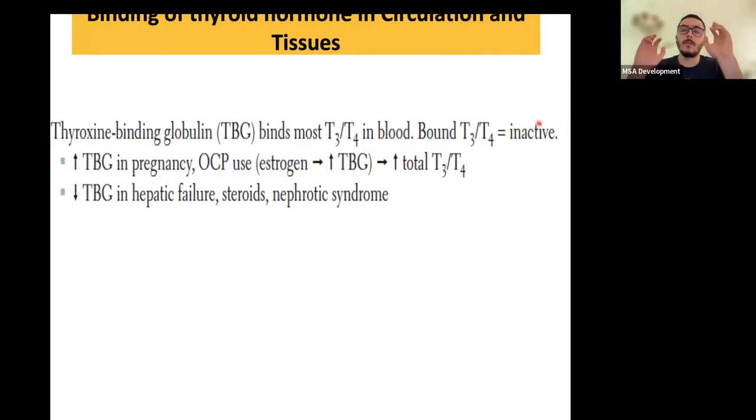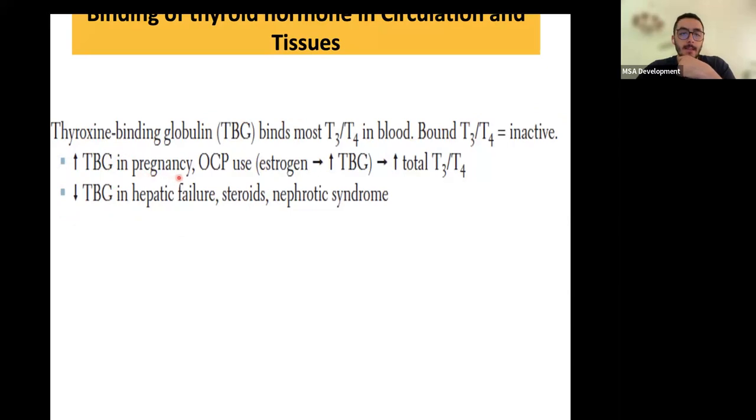Usually, the active forms of the hormones are the free ones in the blood. Most of the T3, T4 secreted is bound to TBG, and this form is inactive because this is the bound form. What is the importance of this? Now, we have some cases where TBG is increased and other cases where TBG is decreased.